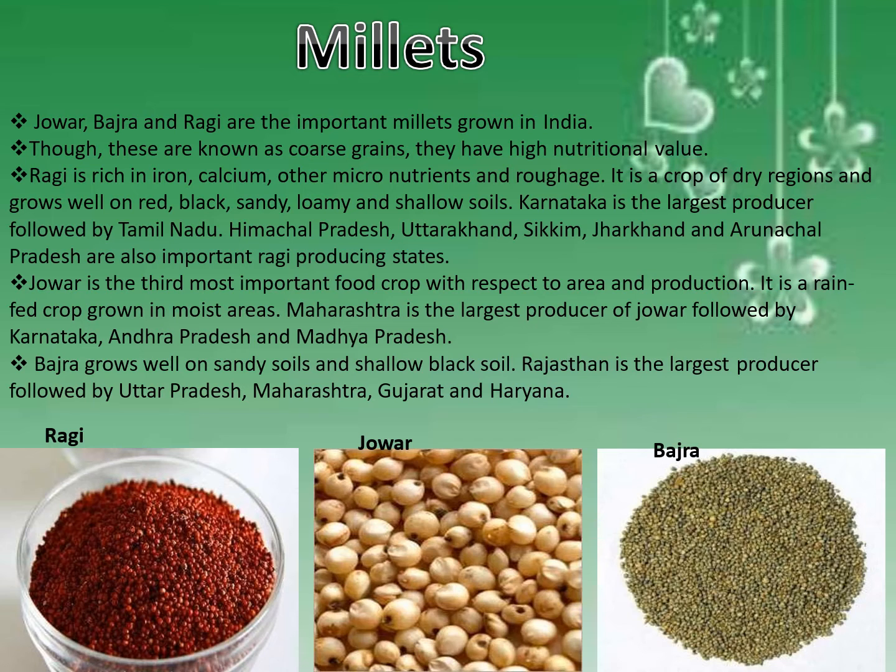Jowar is the third most important food crop with respect to area and production. It is a rain-fed crop in the moist areas. Maharashtra is the largest producer of jowar, followed by Karnataka, Andhra Pradesh and Madhya Pradesh. Bajra grows well on sandy soils and shallow black soil. Rajasthan is the largest producer, followed by UP, Maharashtra, Gujarat and Haryana.